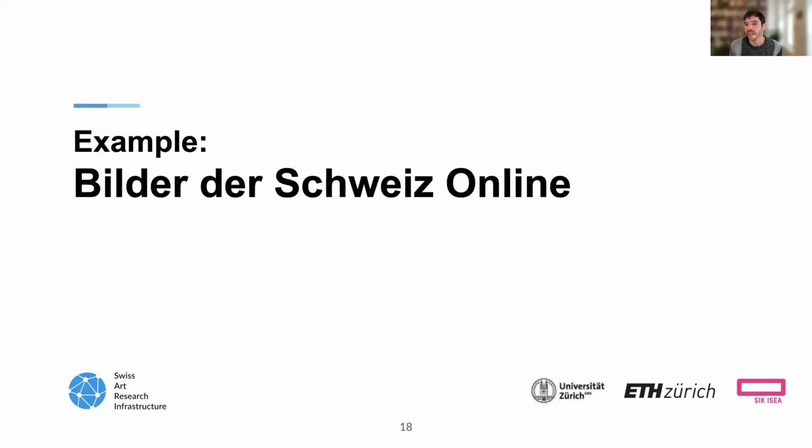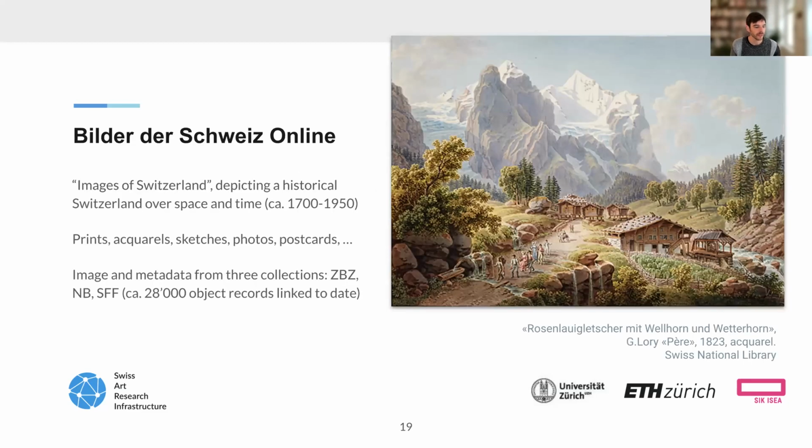So before we get into the RDS project, I want to look at an example of one of our own projects, the Bilder der Schweiz Online. Bilder der Schweiz Online is a project called Images of Switzerland, and it assembles a corpus of historical depictions of Switzerland from the early 18th century mainly until the mid-20th. The material stems from 3 different collections: the Central Library of the University of Zurich, the Swiss National Library, and the Stiftung Familie Fehlmann.